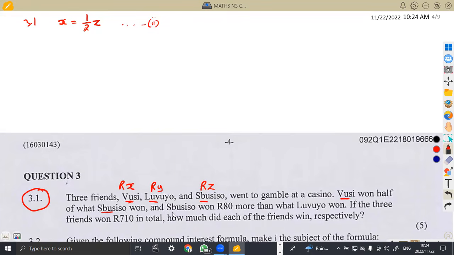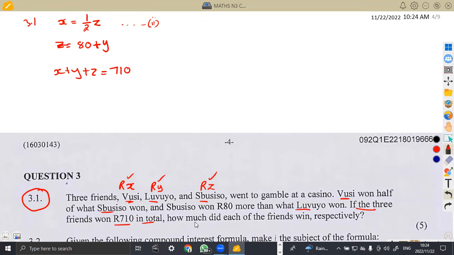Let's move on. Fusiso won 80 more than Lovio. Fusiso is Z. So Z is equal to 80 more, which means you are adding: 80 plus what Lovio won, which is Y. So it's going to be 80 plus Y. That's a statement. Okay, if the 3 friends won 710 in total, which means X plus Y plus Z, if we add this, we must obtain 710 rand.